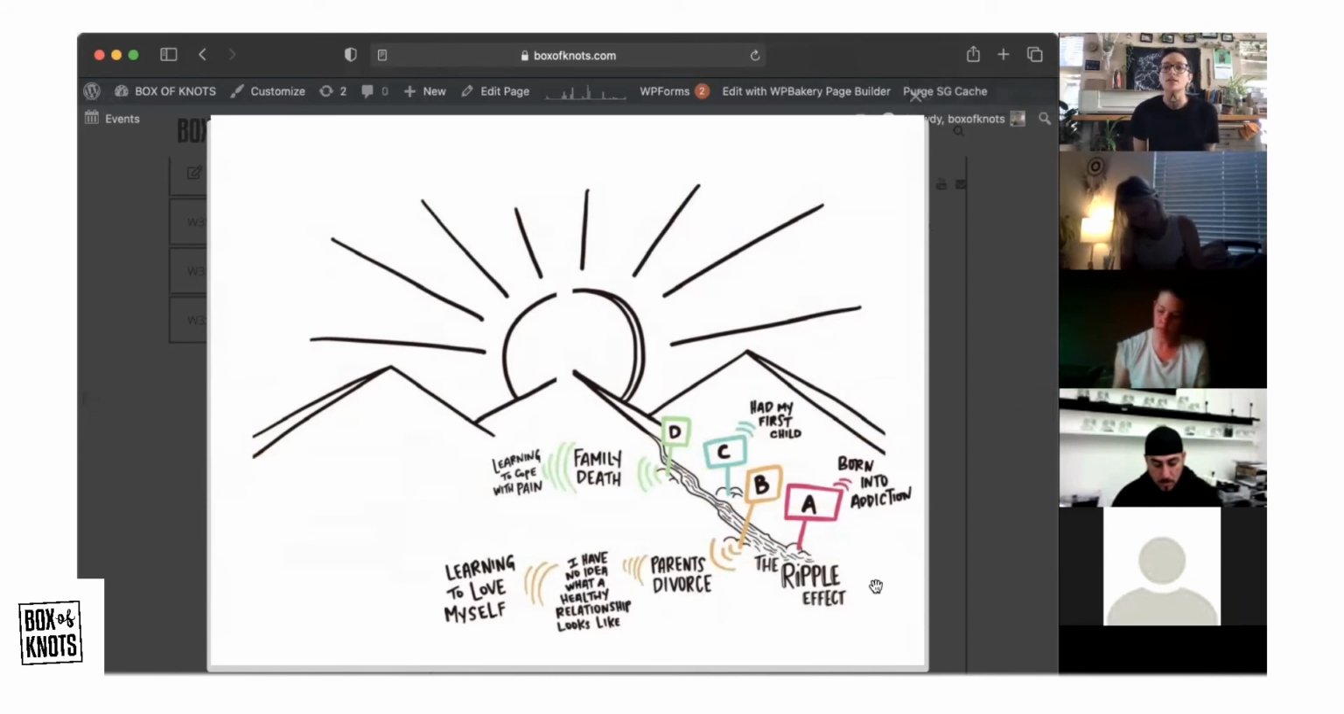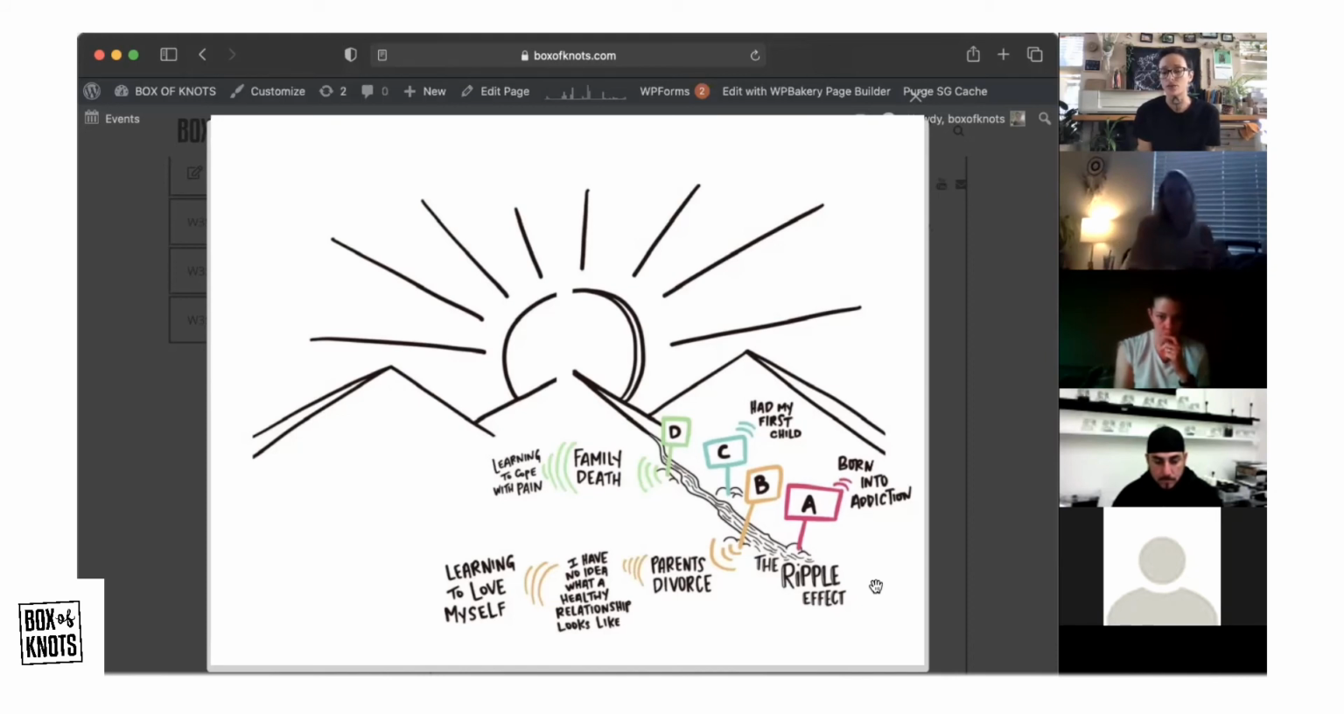And this is an example that I used. A was I was born into addiction. That's a boulder right off the bat that I realized had huge ripple effects throughout my adulthood, but I didn't know at birth that that was going to be something for me. And B was my parents' divorce, which was in my middle school. Between A and B, there's obviously a lot of things that happened.